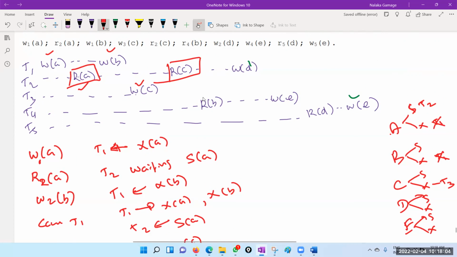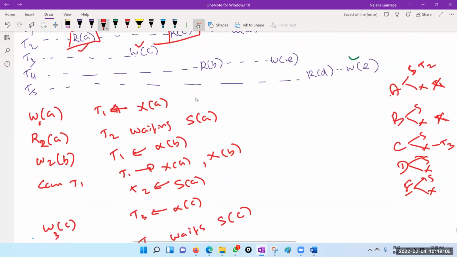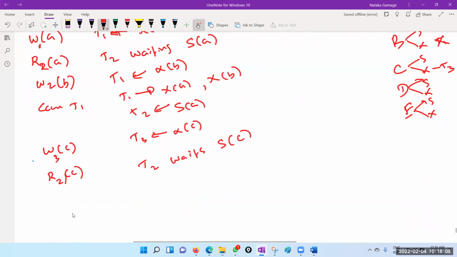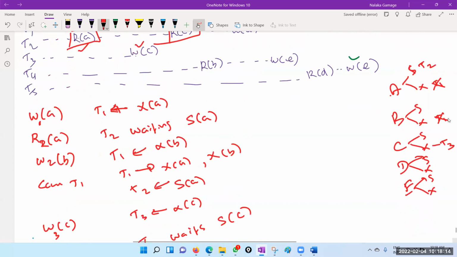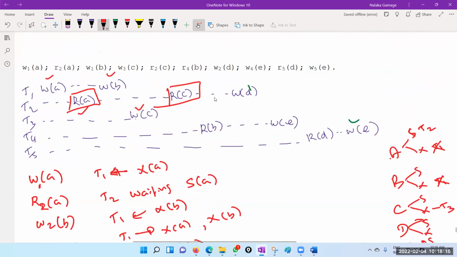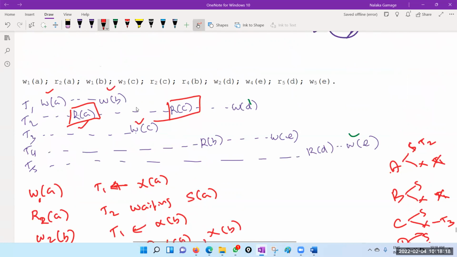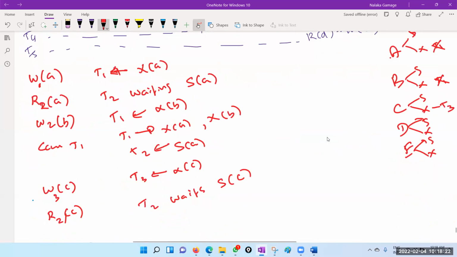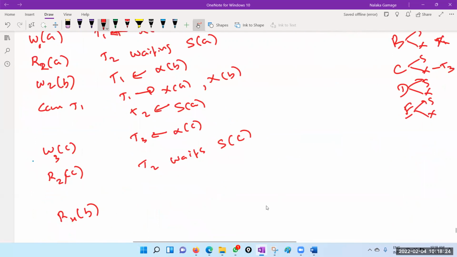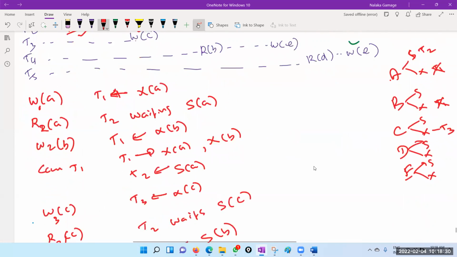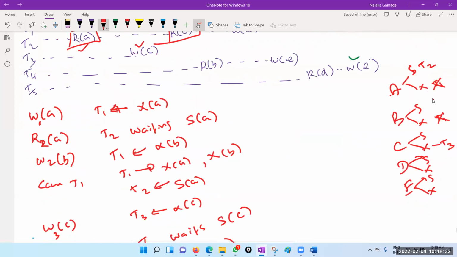Right, now transaction 4 has to do read B. Now B's lock is already released. B was locked, but now it's released because of this commit. Therefore, it can get it. So transaction 4 will get shared B. Now transaction 4 has the shared B.